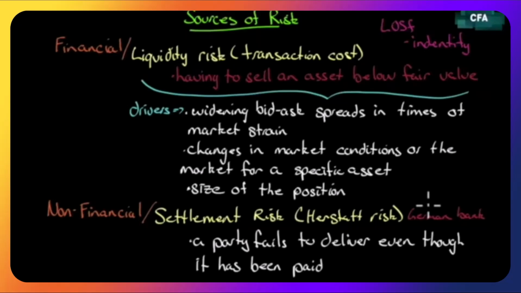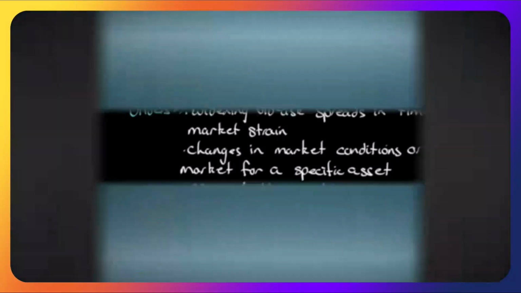That's counterparty risk. Settlement risk is you pay somebody to perform something and they simply don't perform. Now you're out the money and you have no performance. So that's called settlement risk or Herstatt risk. A party fails to deliver even though it has been paid.